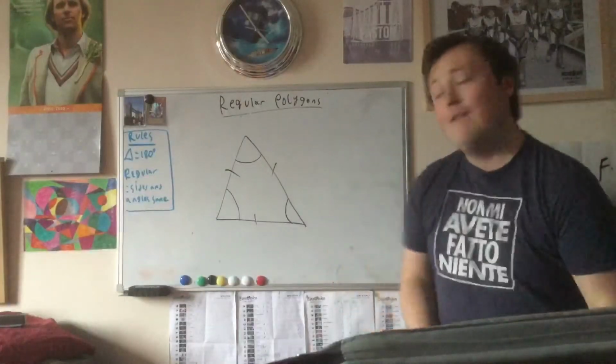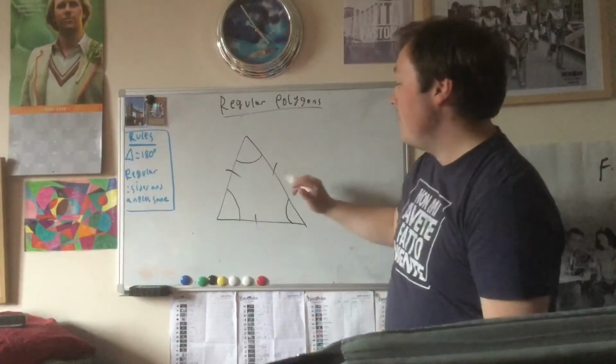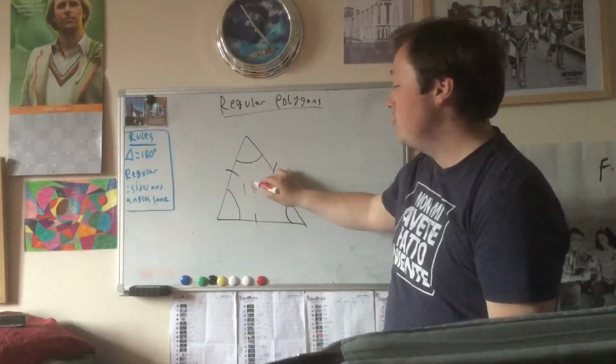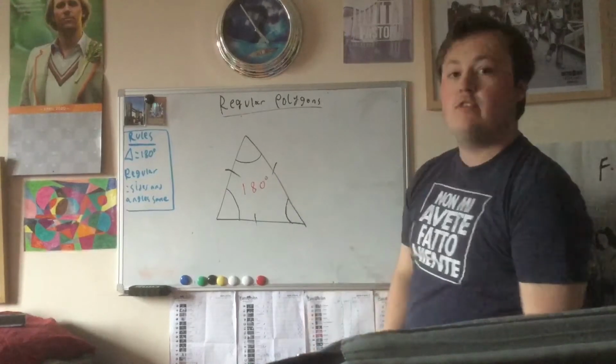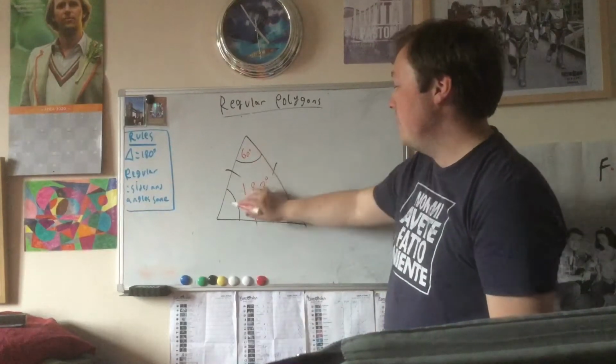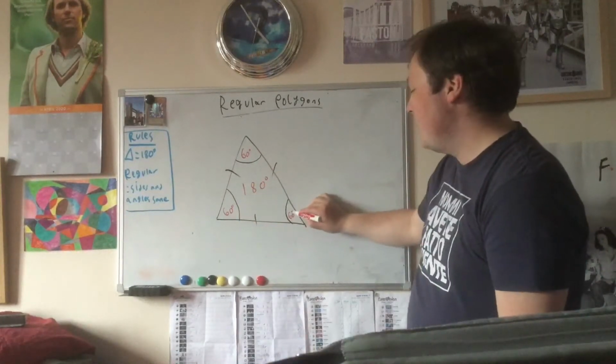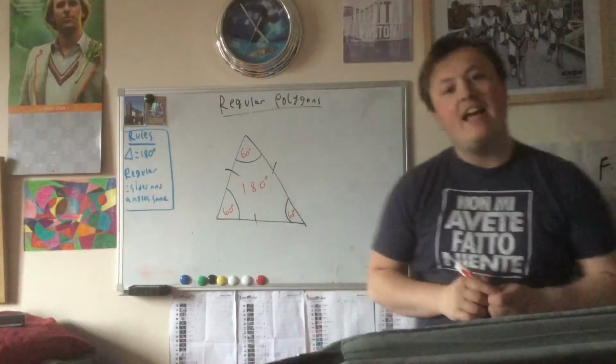So here we have an equilateral triangle. Now, thanks to yesterday, we've proven that the sum of the angles in an equilateral triangle is 180 degrees, and that each of the angles is 60 degrees. But those are interior. We need to find exterior.